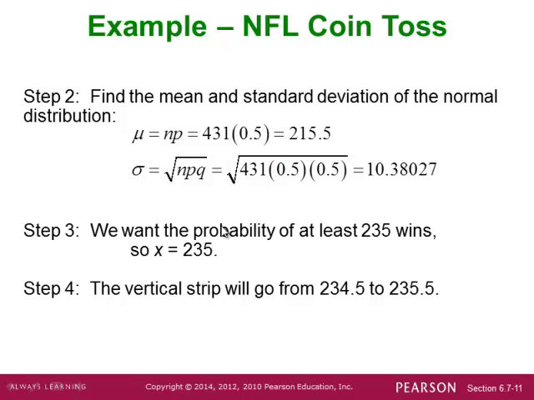We calculate mu, which is equal to np, which is 215.5. Sigma, square root of npq, that works out to be 10.38027. So we're going to use this value of mu equals 215.5, and this value of sigma equals 10.38027 as our mean and standard deviation for the normal distribution, which approximates the binomial.